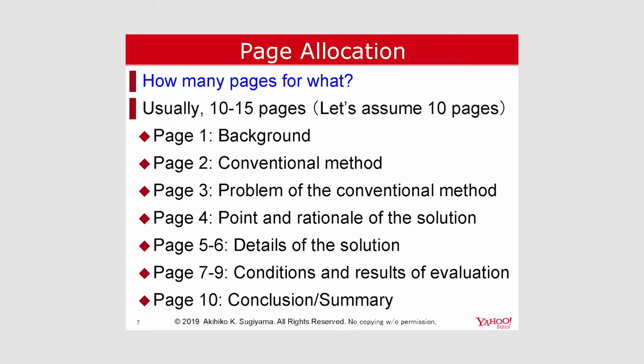In pages 7, 8, and 9, this is the place to show the conditions and the results of evaluation. Evaluations are very important. Simply telling the idea would not make a good paper. It is always accompanied by good evaluation, reasonable evaluations. And then in the last page, page 10, you will be presenting conclusion or summary. So this is a page allocation.